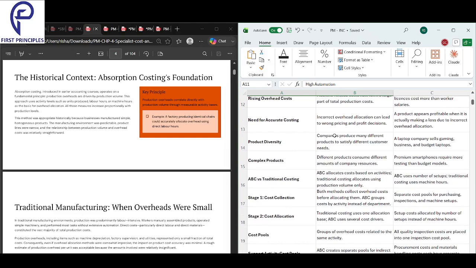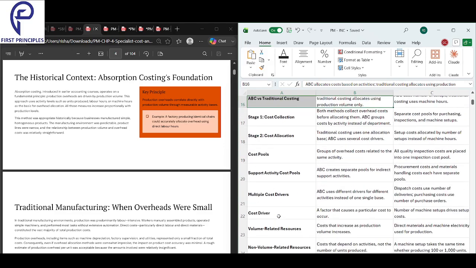So that's the major difference between ABC and traditional costing. Traditional is absorption costing. ABC allocates based on activities. Traditional allocates based on production volume. This summarizes everything. We've come full circle again. Traditionally, it was called absorption costing. Now it's called ABC costing. Before, the allocation was done on the basis of production volume. Now the allocation is done based on the activity. Simple.